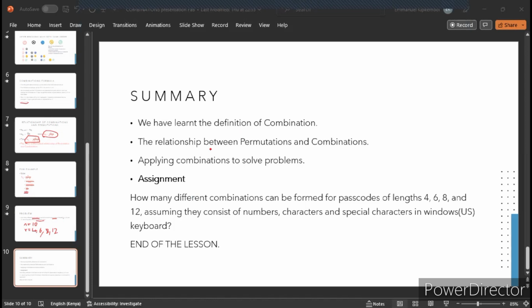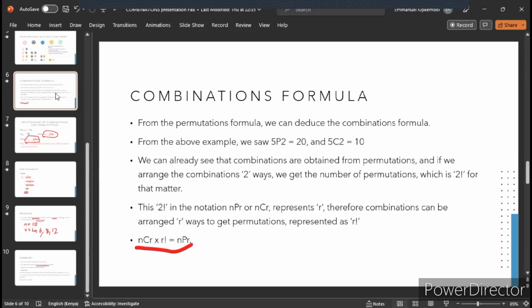Give me the relationship between permutations and combinations. We can form permutations from combinations. So what is the mathematical relationship between permutations and combinations? We have said the mathematical relationship between combinations and permutations here: n combination r multiplied by r factorial is n permutation r.